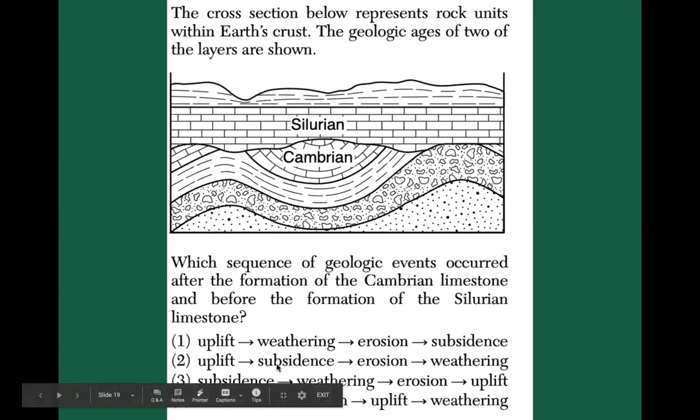Then what happens next? Weathering or subsidence? Well, I'm going to go with weathering and erosion because the tops of these bends are no longer visible anymore. So just by using that strategy, we can see that the correct answer should be number 1. And then it makes sense that we would have weathering, erosion, uplift, subsidence, and then weathering, erosion one more time, uplift, weathering, erosion, and then finally subsidence.